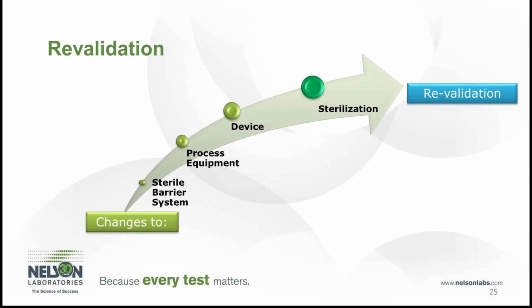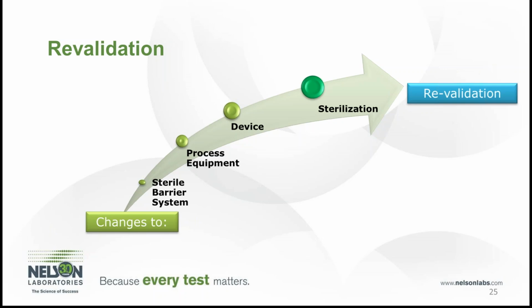So another question we get quite often is about revalidation. ISO 11607-2 gives a great section on what can qualify to be revalidated. Some of these are changes to the sterile barrier system, which could be a change in dimensions of a sterile barrier system, changing of materials, or changing vendors of the raw materials.